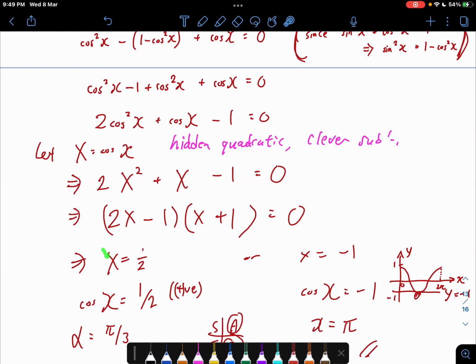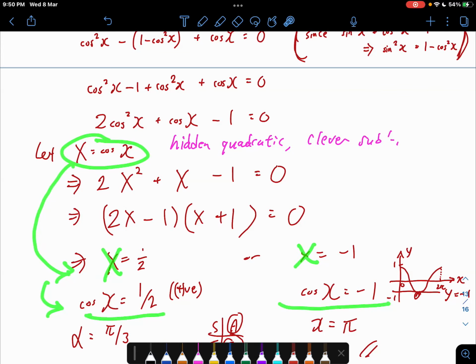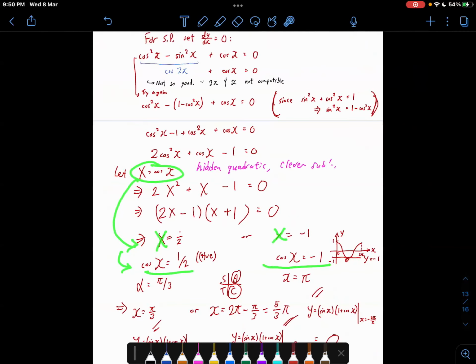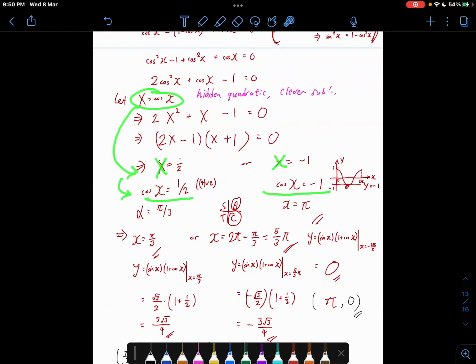Then, do we stop at capital X? No, go back to little x. So go back to cosine. So cos x equals positive half, cos x equals negative 1. Do you need me to go through with you or can I just jump straight to the answer? Can just jump straight. Okay, I can.